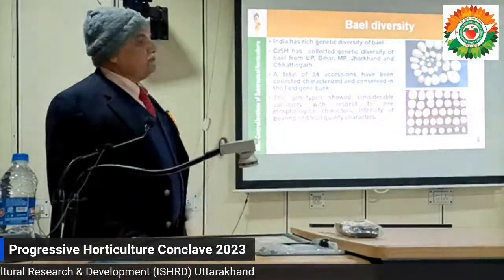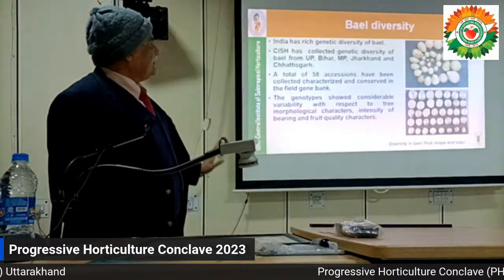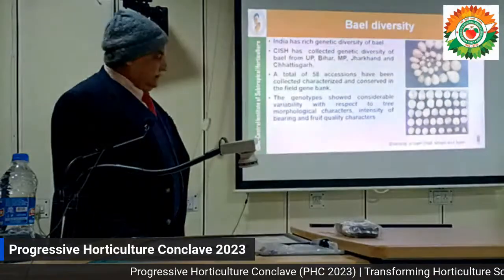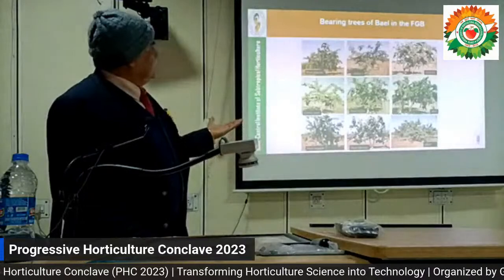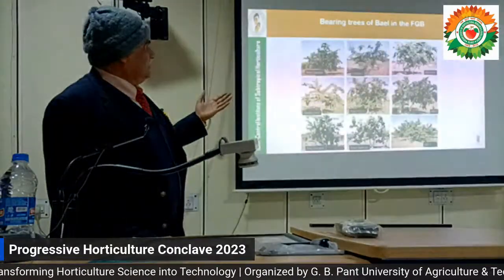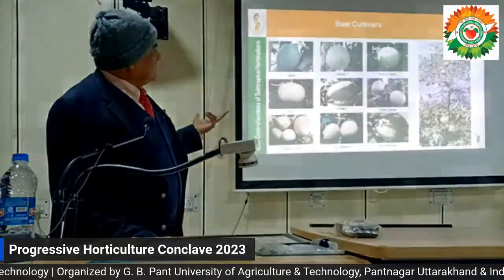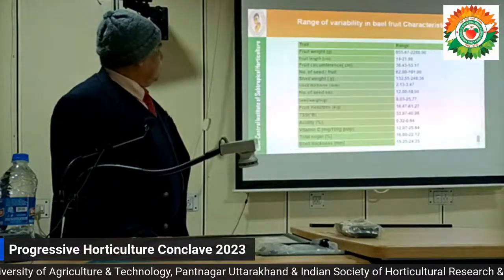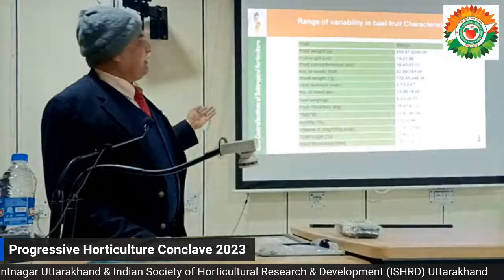You see the range of variability available with CISH. A total of 58 accessions planted in the field gene bank were characterized. This is the phenology and morphological tree characters of the different bael varieties. This is the fruit characters of different bael varieties. You see the fruit shape and size variation, and this is the range in which we have evaluated the germplasm.